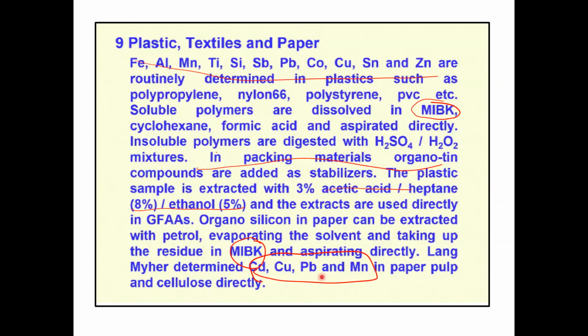On the basis of the matrix, you can define what type of treatment you have to give to the sample. But in the case of insoluble polymers, first you have to digest the sample with a sulfuric acid or hydrogen peroxide mixture. That's because the organic compounds interfere in the analysis. You know about the interferences caused by the organic compounds. So basically, first you have to digest and then analyze the matter.